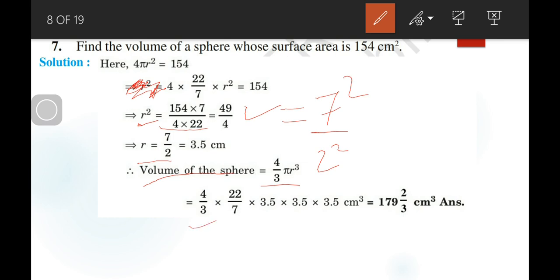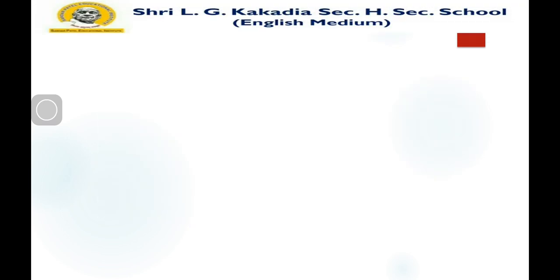The volume of a sphere is equal to 4 by 3 pi r cube. After putting in the values, we get 4 by 3 into 22 by 7 into 3.5 into 3.5 into 3.5, and at last we get 179 and 2 by 3 centimeter cube. Here you can also take the decimal expansion. Next example.